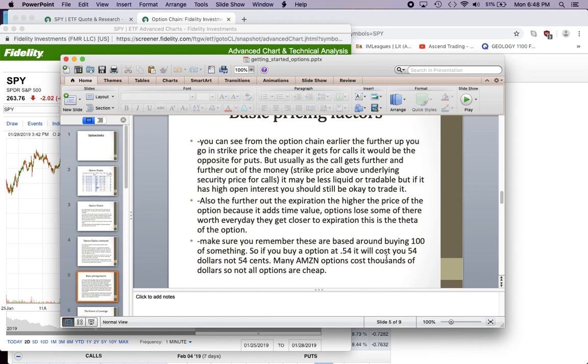Make sure you remember that these are based around buying 100 of something. So if you buy an option at 0.54, it will cost you $54, not 54 cents.